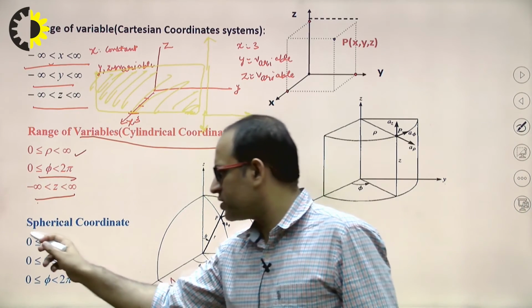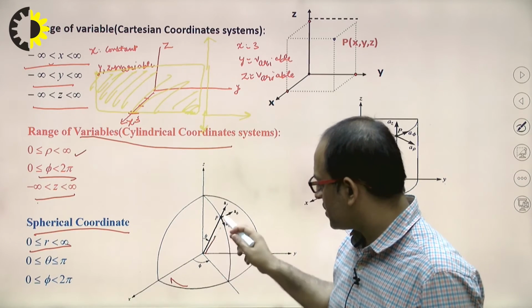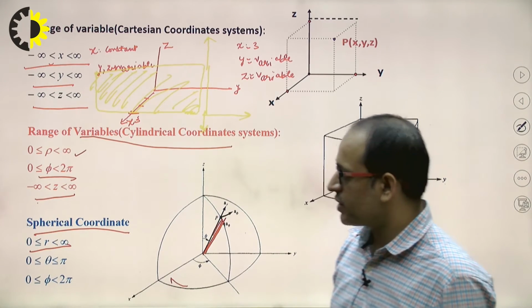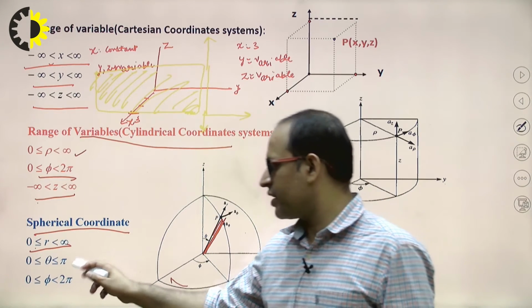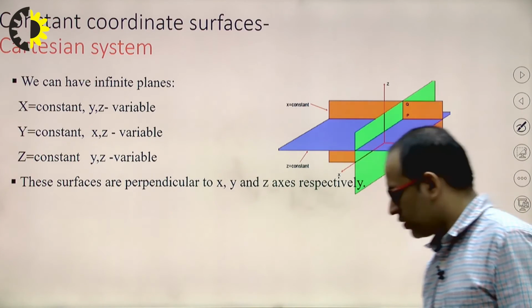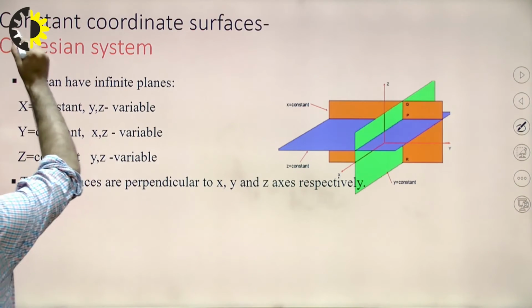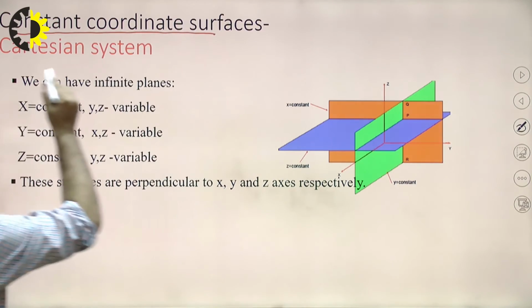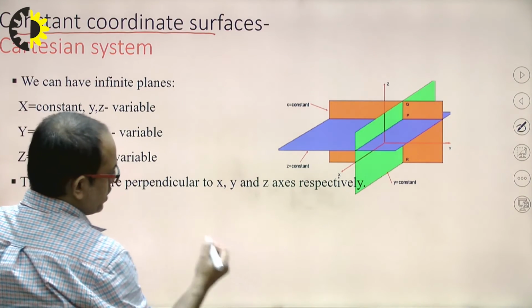And in the spherical coordinate system, we have already said that this r distance, when r is the radius of sphere, ranges from 0 to infinity, theta will range from 0 to pi, and phi will range from 0 to 2 pi. Now you will see that this one is the constant coordinate surfaces for the Cartesian coordinate system.